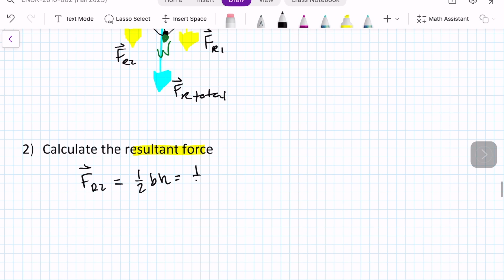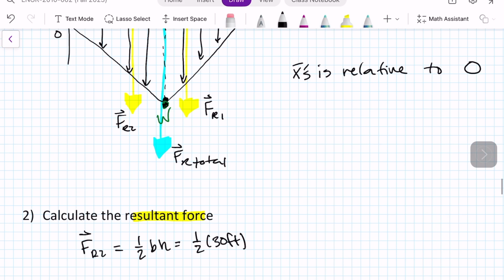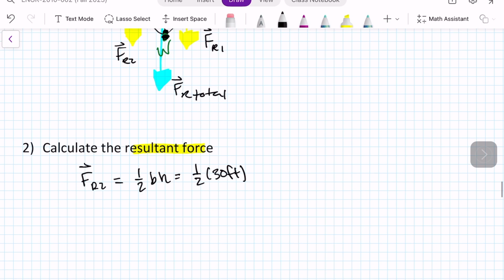So I have 1/2 times 30 feet. And the height of that is going to be W, because that's the maximum intensity of this distributed load. That one here was just 1 kip per foot. And this then will result in 15, and the unit here is kips. Of course, if it's a vector, it would be in the J direction, and it would be down, so it would be negative.